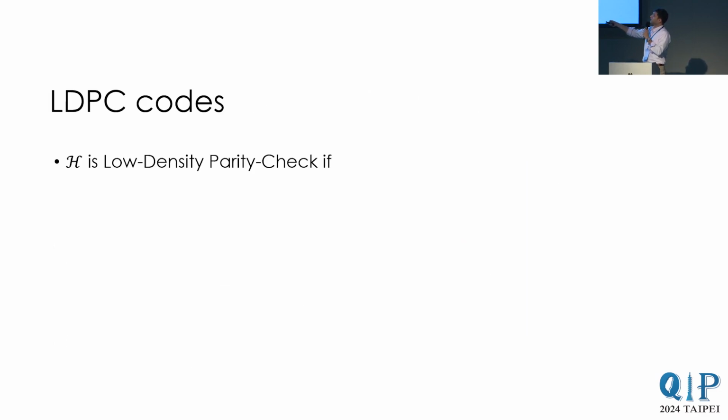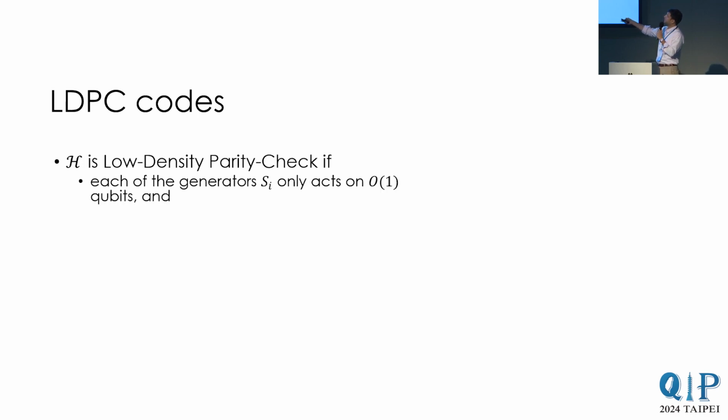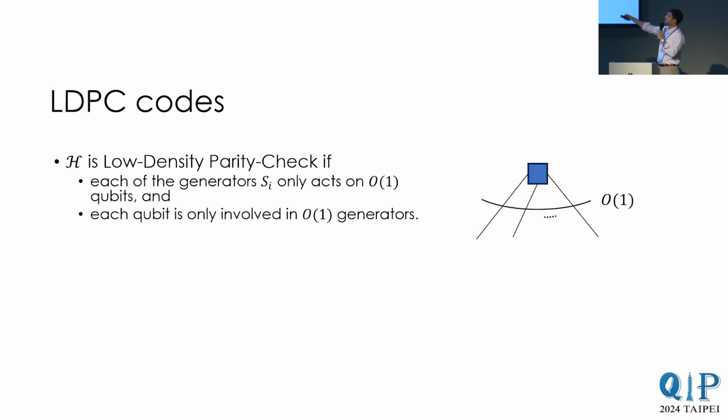What is an LDPC code? An LDPC code is a stabilizer code where, when we consider this graph, all of our stabilizer generator nodes have constant degree, or in other words, every generator only acts on a constant number of qubits. And furthermore, every qubit is only going to be involved in a constant number of stabilizer generators. So the degree of both of these elements, the stabilizers as well as my qubits, is a constant.